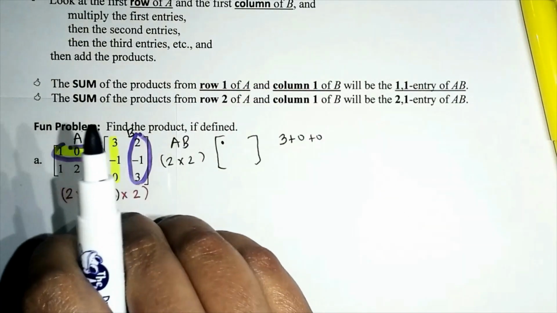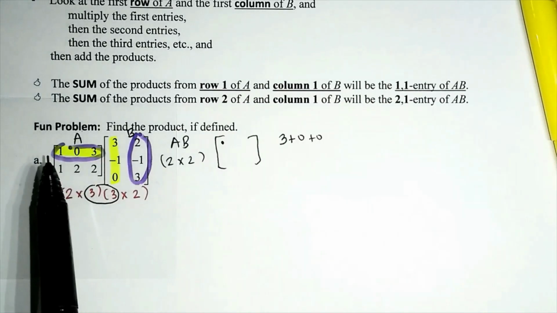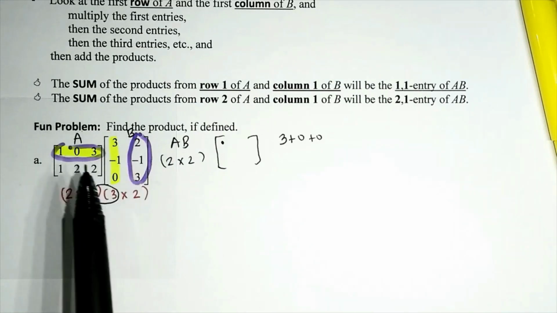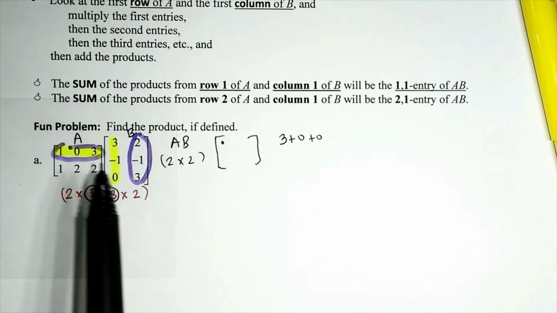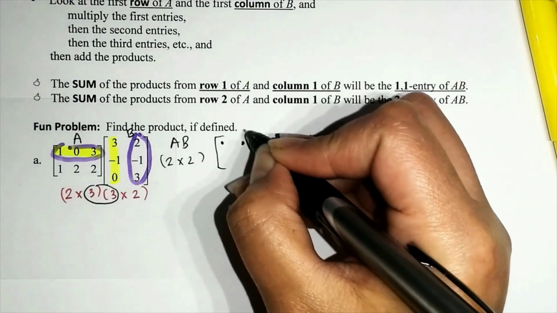Okay, so let's go ahead and multiply the elements and then find their products. So we're gonna look at row 1, column 2. That will be the 1 2 entry. So I'm over here, row 1, column 2.